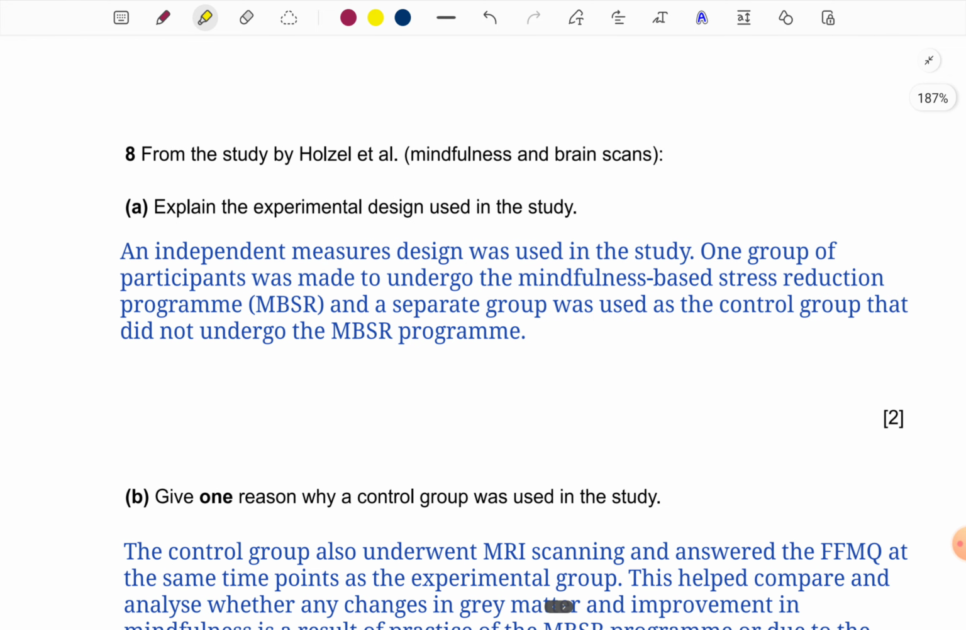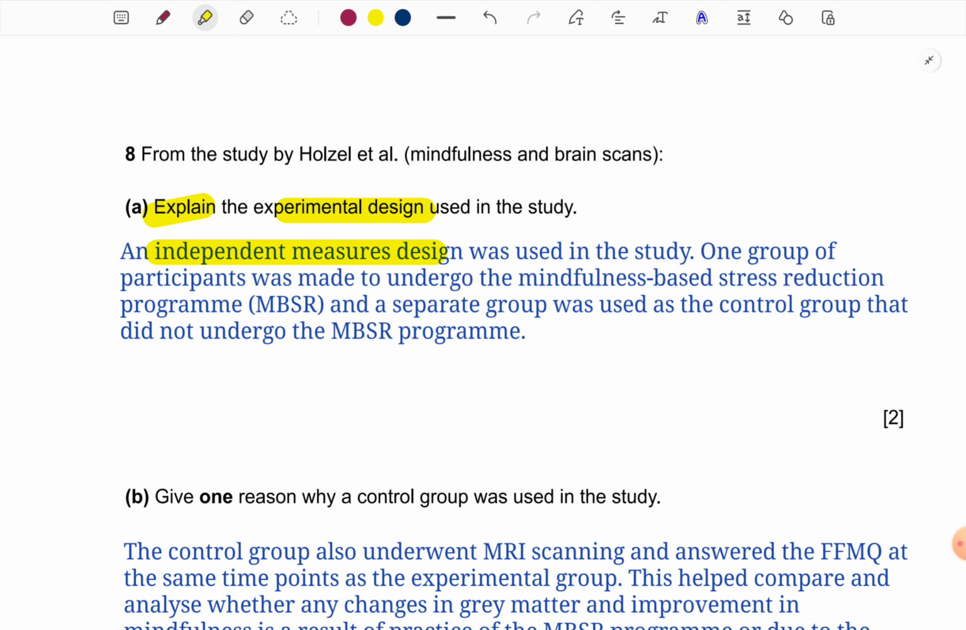Okay, next is explain the experimental design used in this study. These type of questions, the biggest mistake students make is to get into evaluation, strengths and weaknesses. Explain the experimental design just means that you point out firstly what the design is and then you elaborate on why you are saying that this is the design. Justification, that's all. No strength, no weakness.